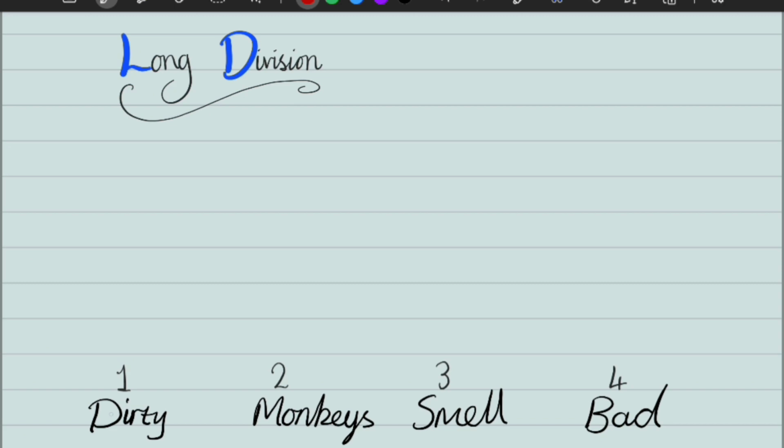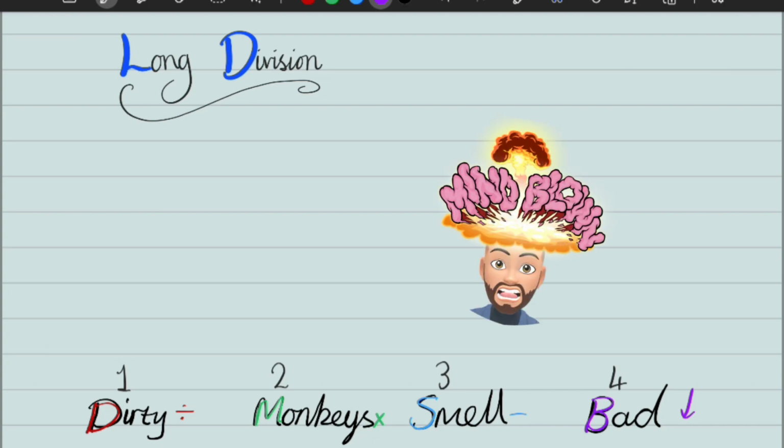What it actually stands for is dirty, we're looking at the D for division. Monkeys, we're looking at the M for multiplication. Smell is the S for subtraction. And bad, we're looking at B for bringing it down. If you can remember, dirty monkeys smell bad every time that you do long division, then you'll be on the first step to answering a question.